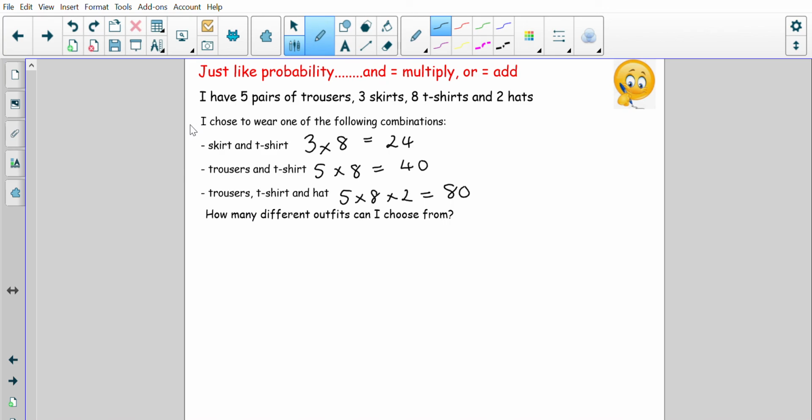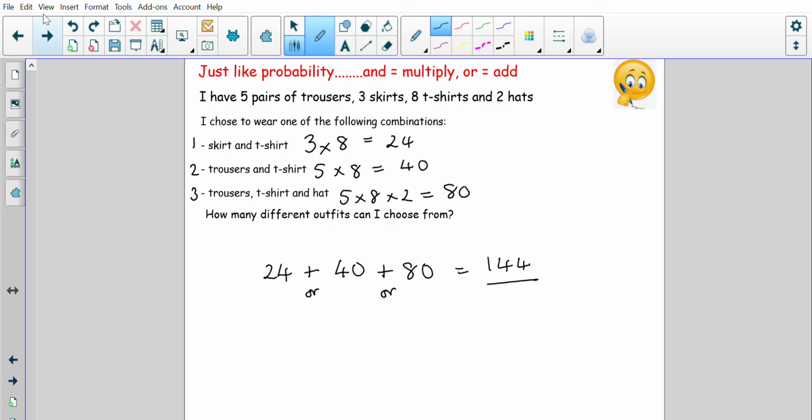So if we call this combination 1, combination 2, combination 3, I could have 24 skirt and t-shirts, or 40 trousers and t-shirt, or trousers, t-shirt and hats is 80. So if I add them all up, I've got 144 different possible combinations, and these adds here came from the fact that I'm using the word or.